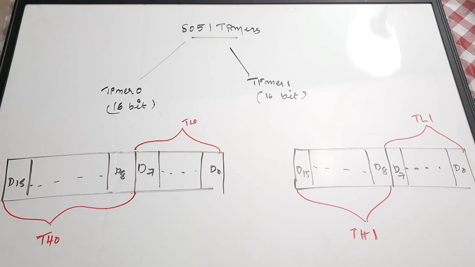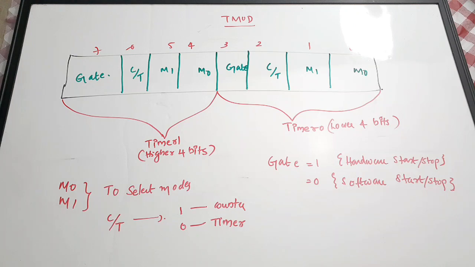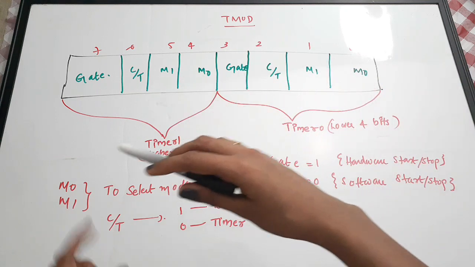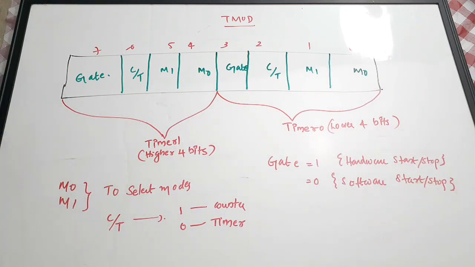Now we're going to see the TMOD register, which is used to control the mode of the two timers and also various other functionalities. The TMOD register is used for selecting or setting the mode of the timers, not just one timer, both the timers. This TMOD register consists of 8 bits: 0, 1, 2, 3, 4, 5, 6, 7. Total 8 bits are there.